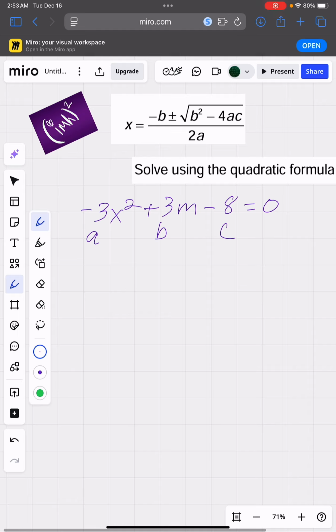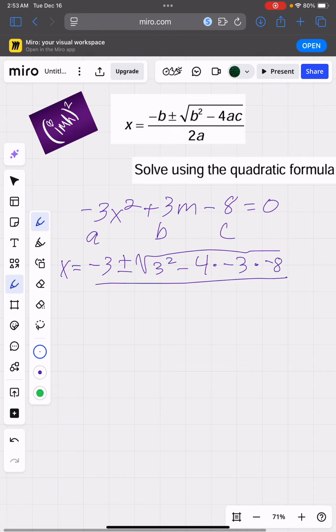And then it's just a matter of plugging in and simplifying, making sure that we don't break any math rules. So we need the opposite of B. B is 3, so the opposite of B plus or minus the square root of B squared, take away 4 times A times C. Okay, keep all those signs. And then it's all divided by 2 times A. And now it's just time to simplify.